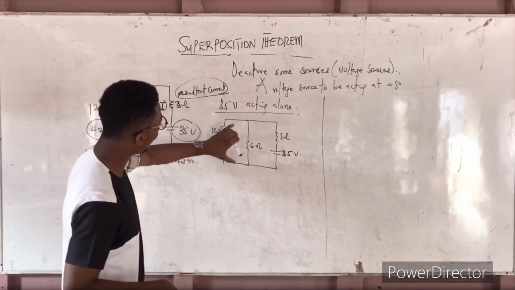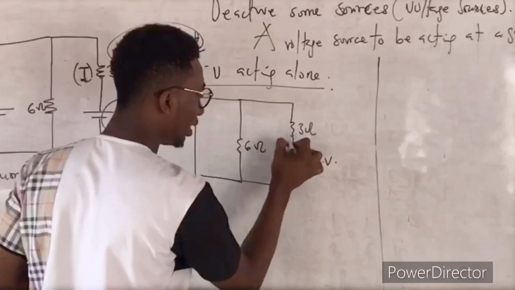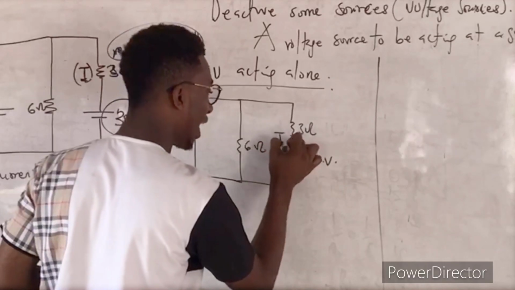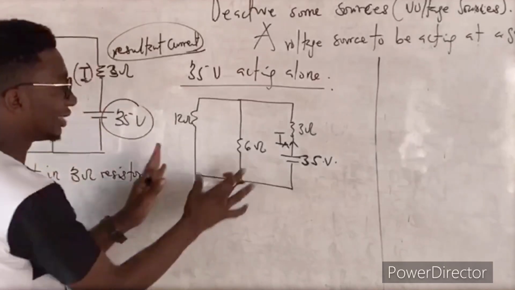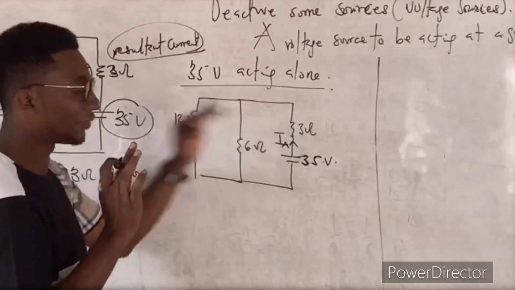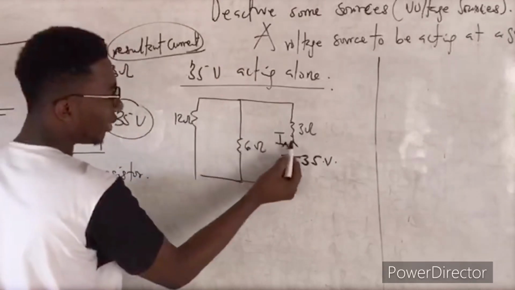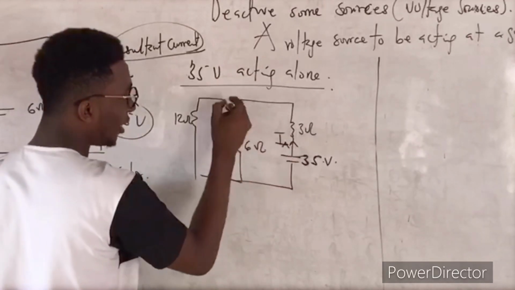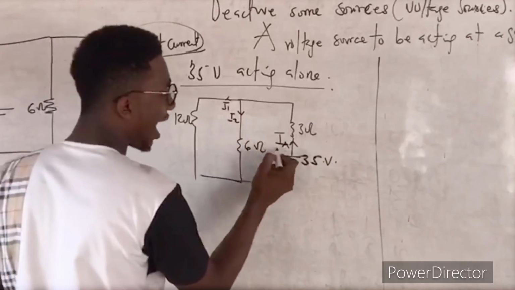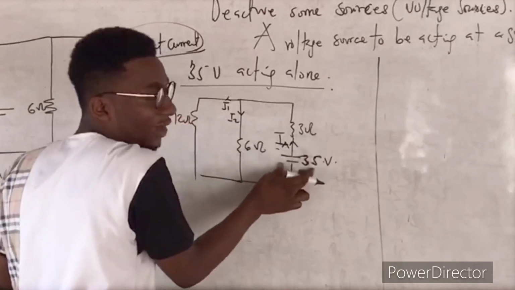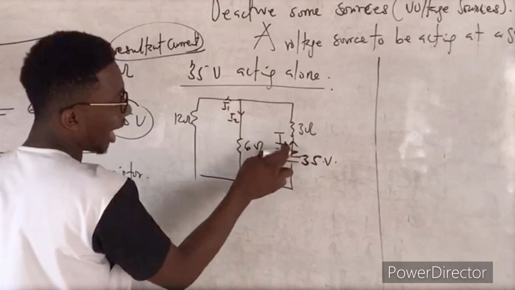When the 35 volt is acting alone, a current will be produced in this direction. Let's say this current is IA. I want to find the current the 35 volt will give if only the 35 volt was active. This current will come here and IA might split into I1 and I2. IA will be the current the 35 volt produces to pass through the 3 ohm resistor. So how do you know the IA current?